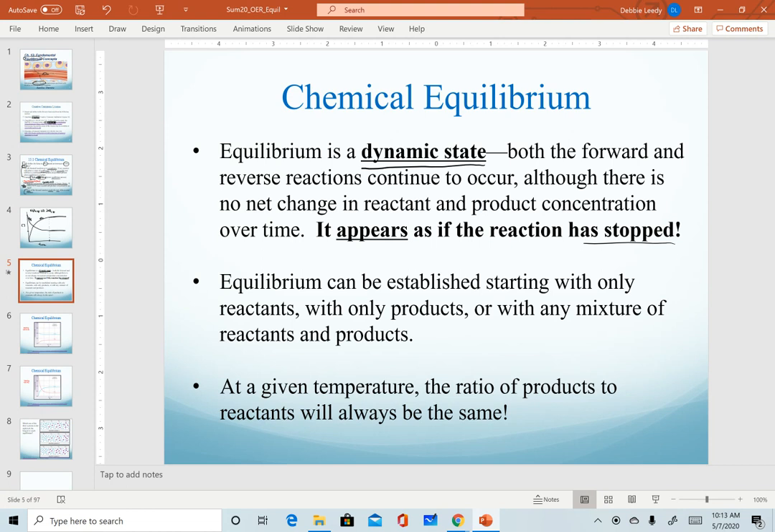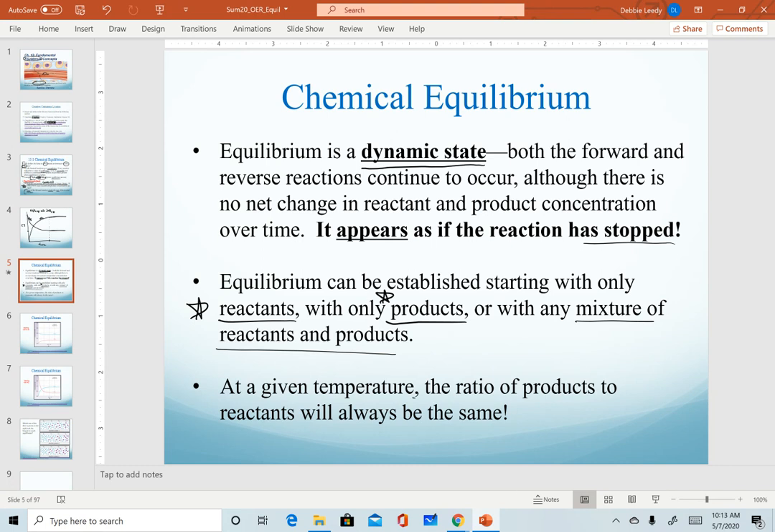And equilibrium will be reached for every reaction, and it can be reached starting with just reactants, which is the most common scenario that we'll discuss. We could start just with products, though, and still have equilibrium be reached. Or we could start with a mixture of reactants and products and still have equilibrium be reached.